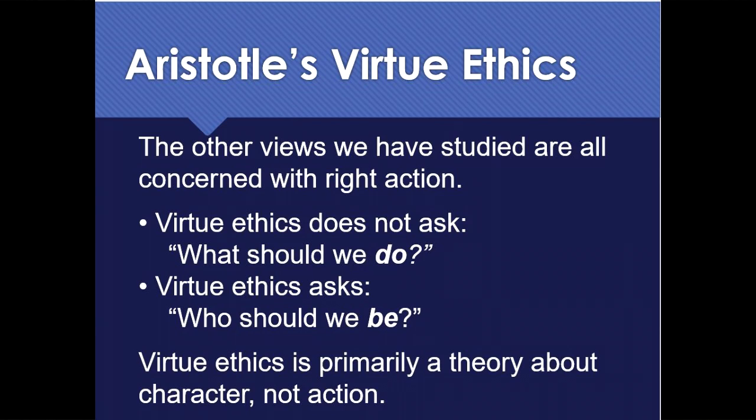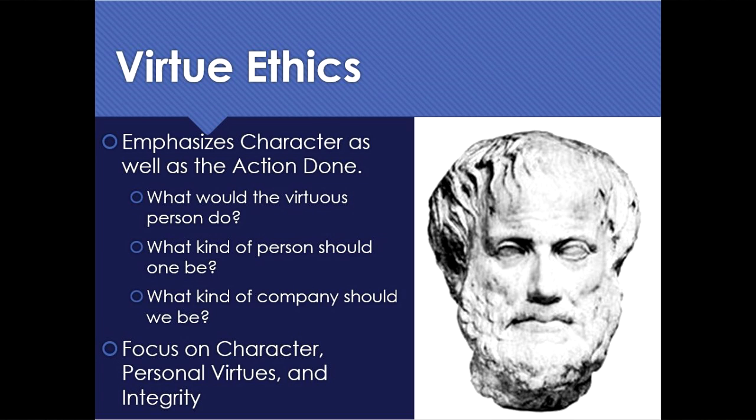Utilitarianism and deontology are right action theories about what you should do. Virtue ethics does not ask, what should we do? Instead, virtue ethics asks, who should we be? So virtue ethics is primarily a theory about character, not a theory about acts and action. Virtue ethics is also called character ethics.